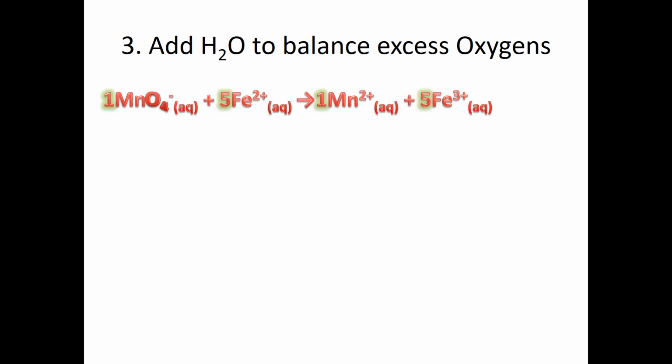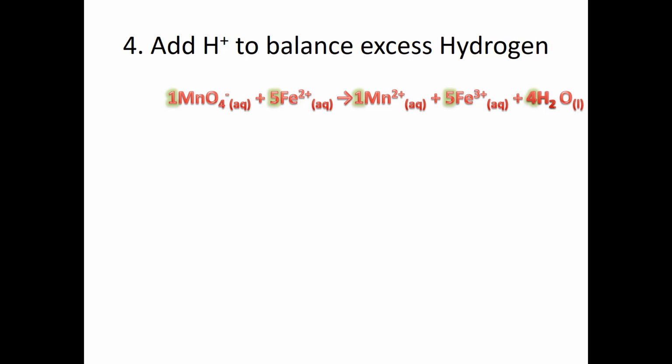The next step then is to actually balance the oxygens by adding water to the side that doesn't have any oxygen. So we've got the MnO4 minus on the left, so we are going to need 4 waters on the right to get the 4 oxygens, so that all of our oxygens are balanced. The next step after that is that we need to add in some H plus to balance the excess hydrogen. When we added the water, we had some hydrogen, so we need to add these in. So we're going to add 8H plus on this side. And we have now balanced our hydrogens.